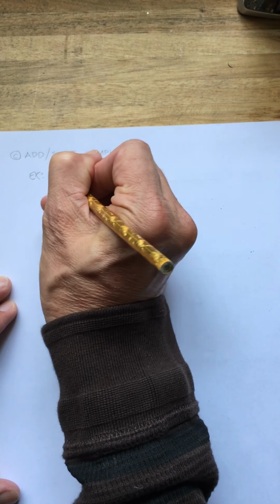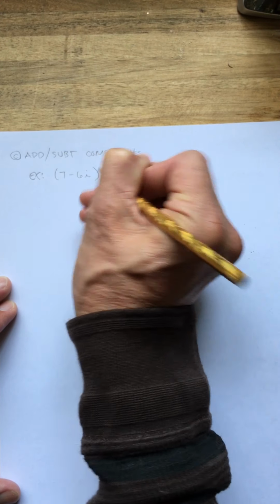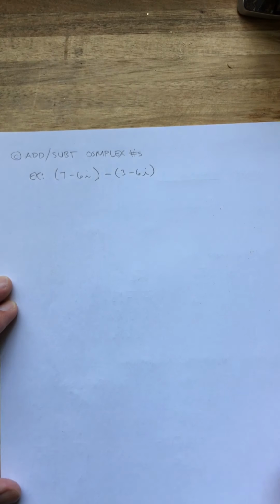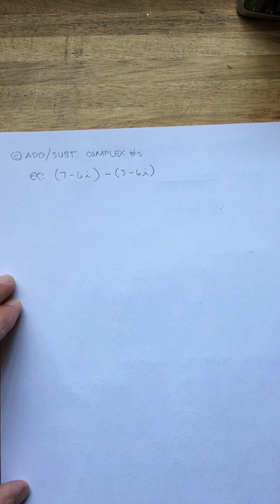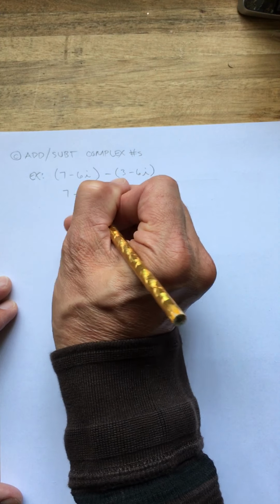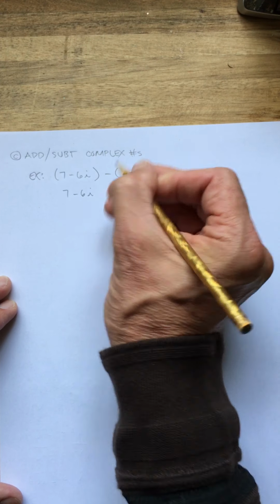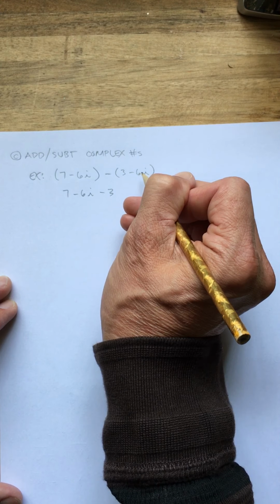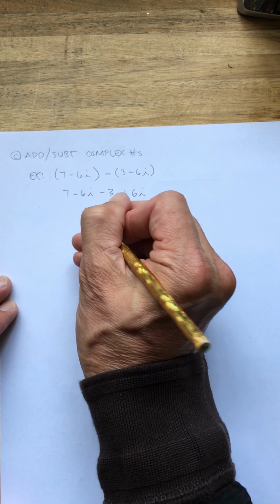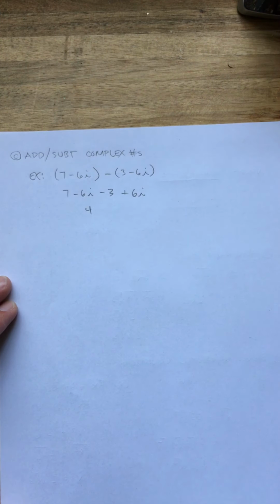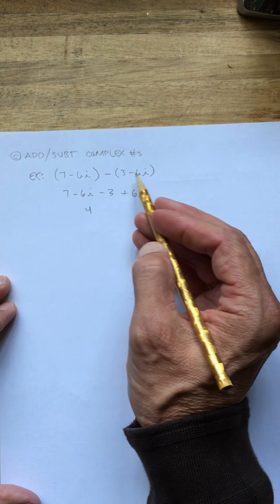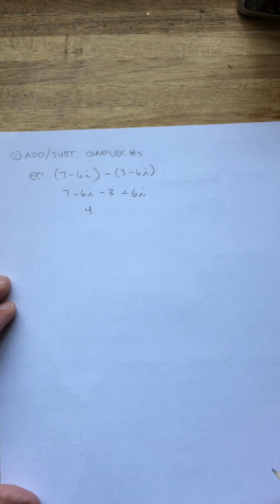It is 7 minus 6i minus 3 minus 6i. Okay. All right, so let's remove the parentheses. There's a positive out here, so it's 7 minus 6i minus 3, and then the negative gets distributed to this guy, so plus 6i. Okay. 7 minus 3 is 4. Negative 6i plus 6i, they cancel, we're done, okay? So if we added this complex number and subtracted that complex number, we end up with a real number, okay?